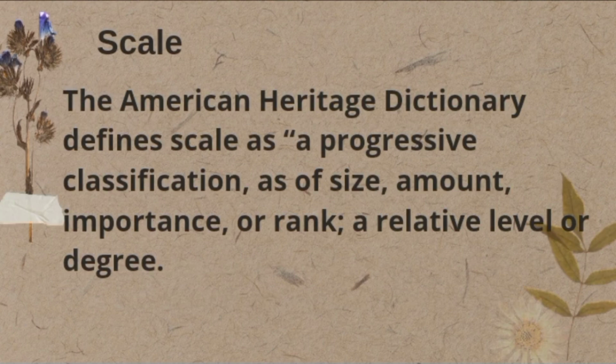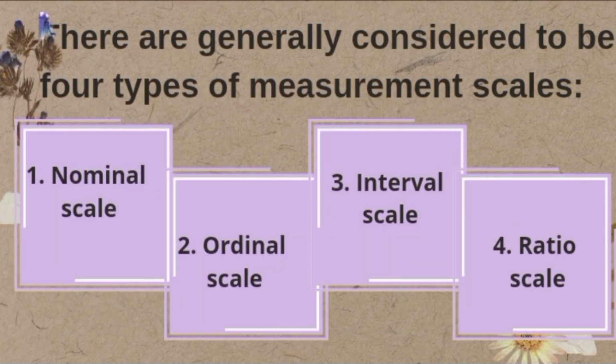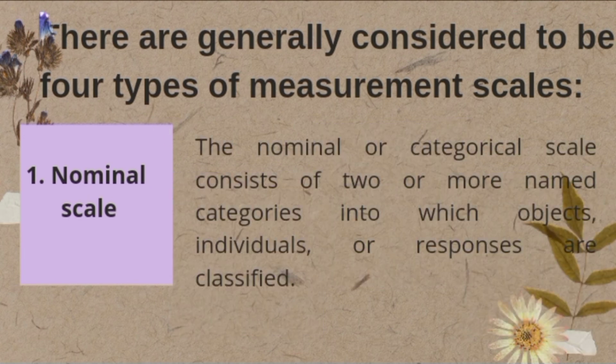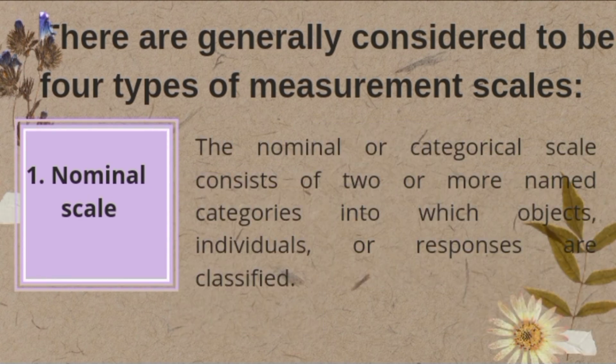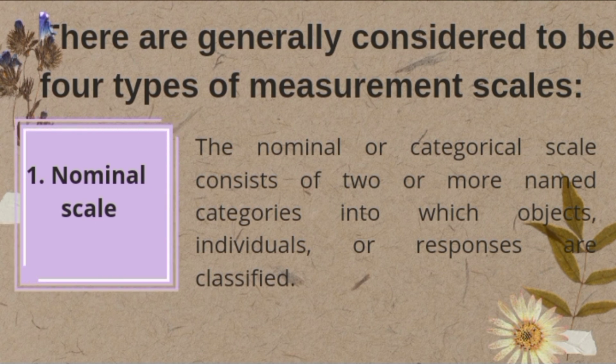Scale. The American Heritage Dictionary defines scale as a progressive classification of size, amount, importance, or rank, a relative level of degree. There are generally considered to be four types of measurement scales. First, the nominal or categorical scale consists of two or more named categories into which objects, individuals, or responses are classified.